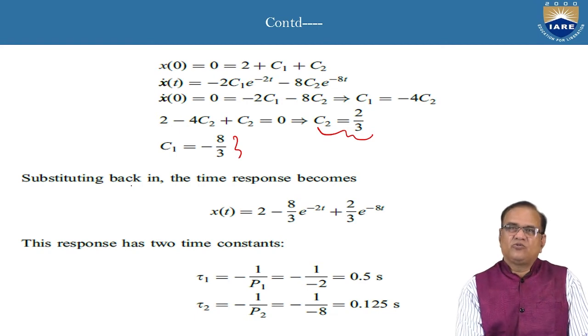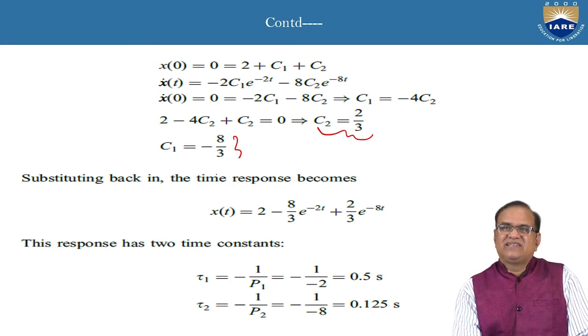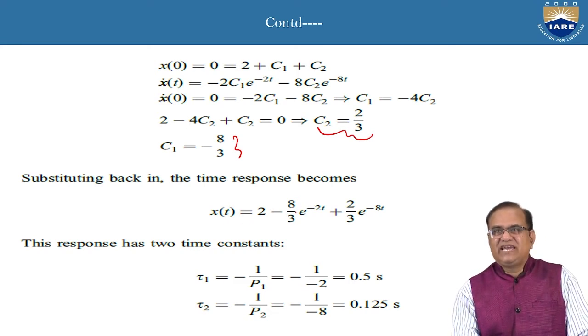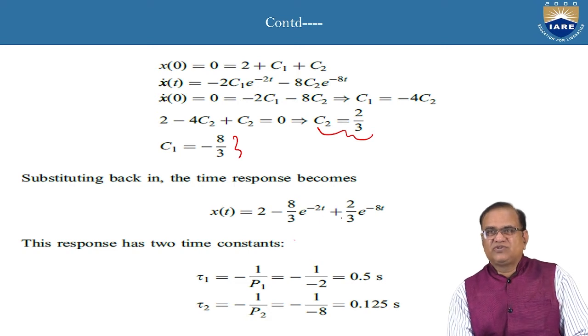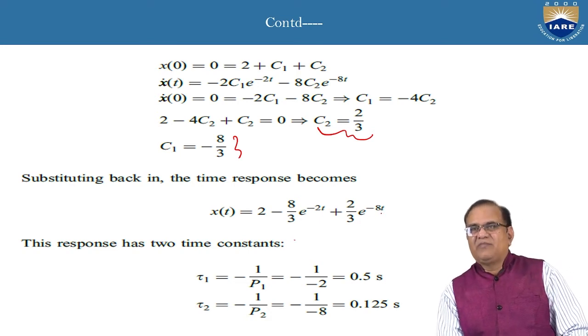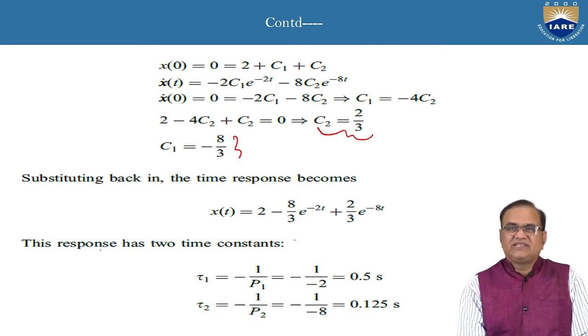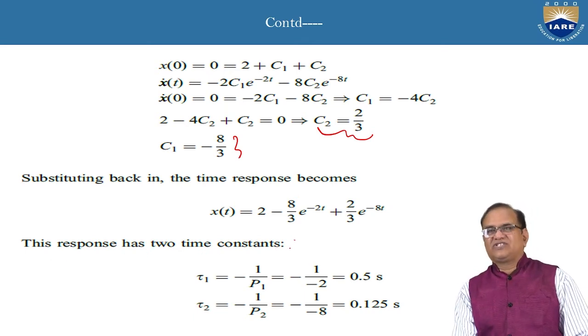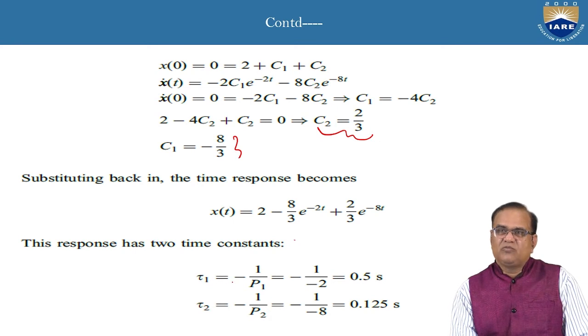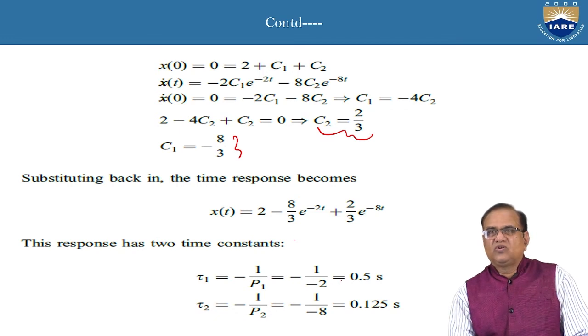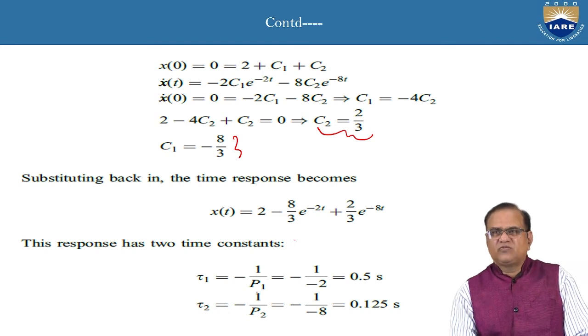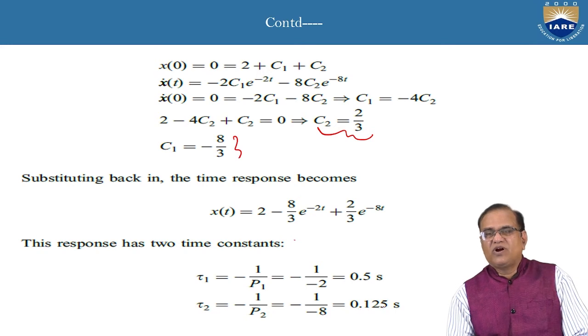So this value we have to put in the previous equation, and we can get the time response. x(t) is equal to 2 minus 8 by 3 e to the power minus 2t plus 2 by 3 e to the power minus 8t. This response has two time constants. So tau 1 is equal to minus 1 by p1, which is minus 1 by minus 2, equal to 0.5 second. And tau 2 is equal to minus 1 by p2, which is minus 1 by minus 8, so it is 0.125.